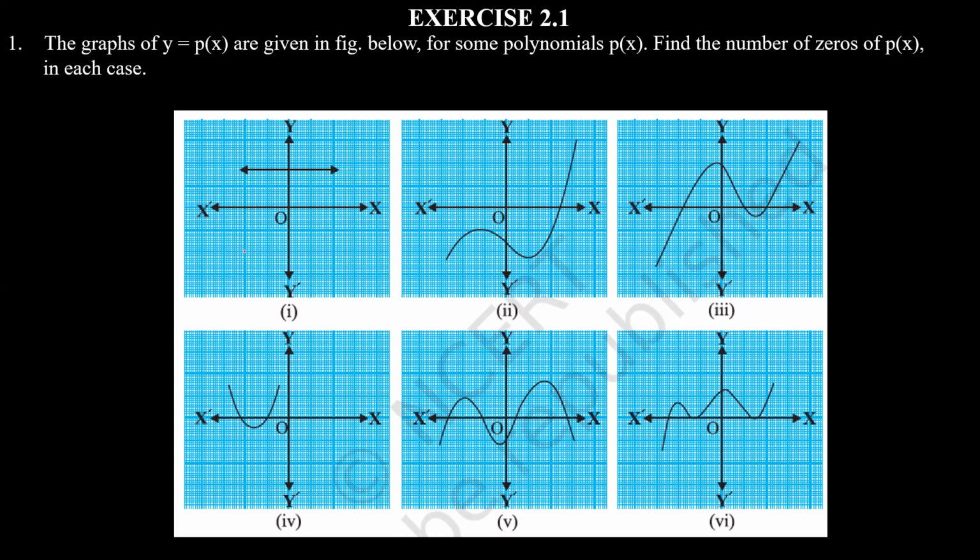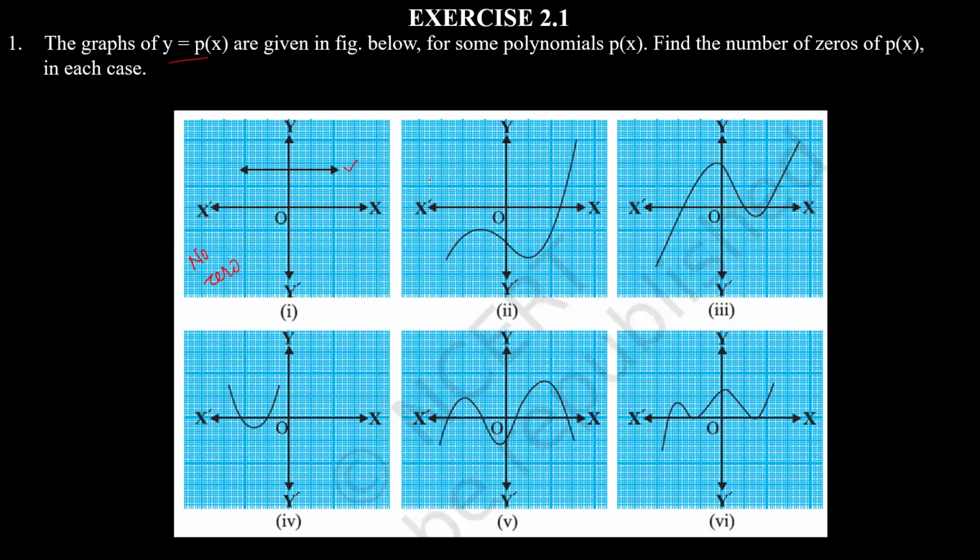Let's see here now what we have. The question is given that the graph of y equal to p of x is drawn here. For the given figures, some polynomials p of x, find the number of zeros of p of x in each case. So what we have seen in the previous example, a similar situation is here. Here this line is parallel to the x-axis. It's not crossing the x-axis, so it has no zero.